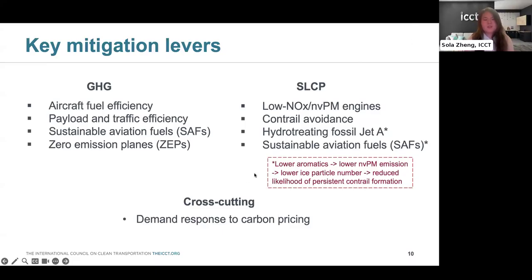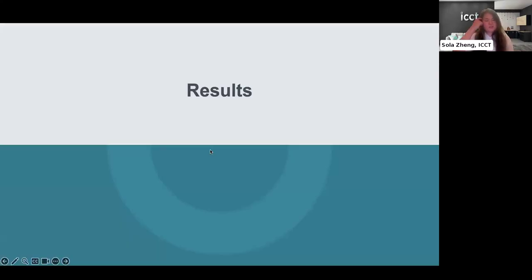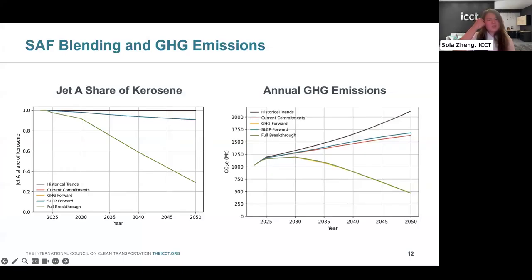And lastly, we continue to model a small economic lever where there is going to be demand response to increased fuel cost, which is also interpreted as a carbon pricing in our model. So my colleagues will dive into some of these technologies in more detail later as well. I will now jump to some high-level results from the modeling.